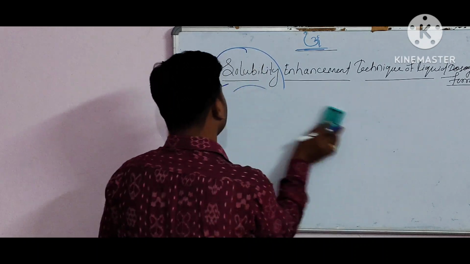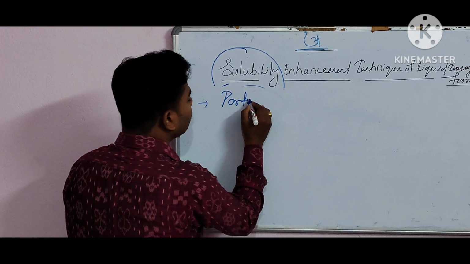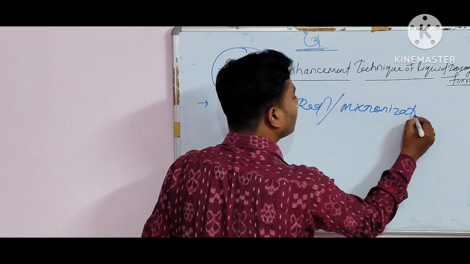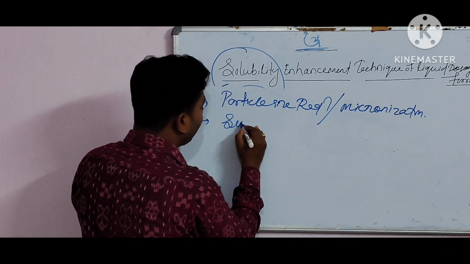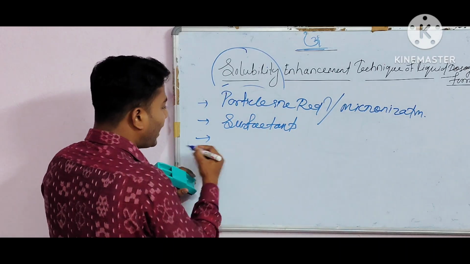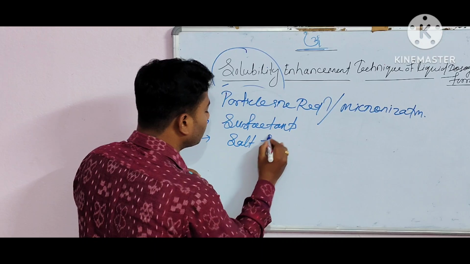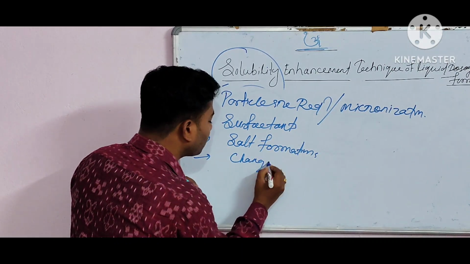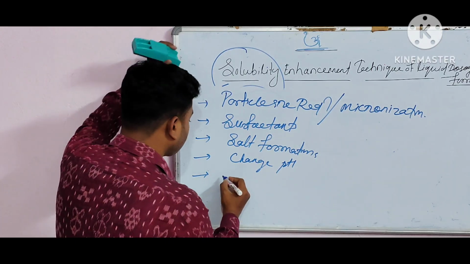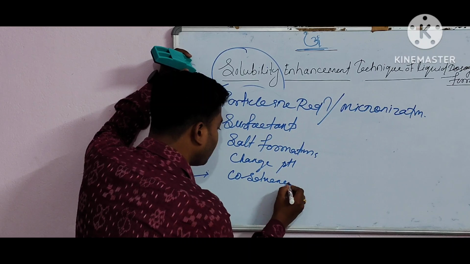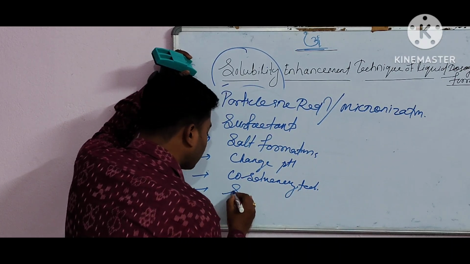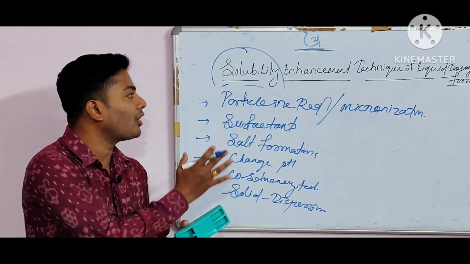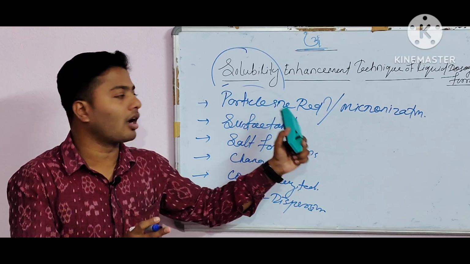So the first one is particle size reduction, or you can say micronization. The second thing is surfactants. Next part is salt formation. Next part is change in pH. Next part is co-solvency technique. Next part is solid dispersion. So these are the techniques you have to use for the enhancement of solubility of poorly water soluble drugs in liquid dosage form.